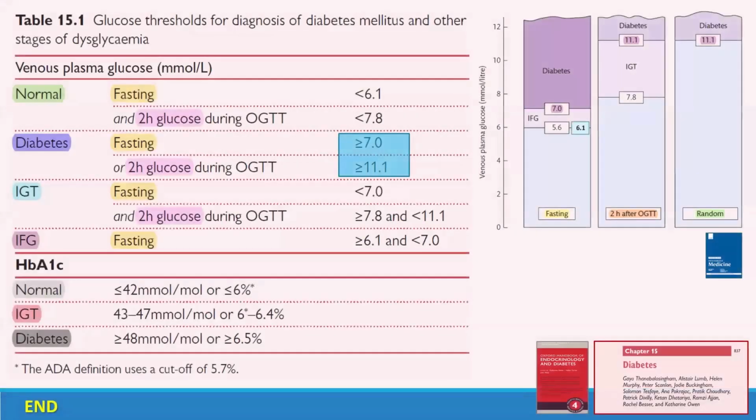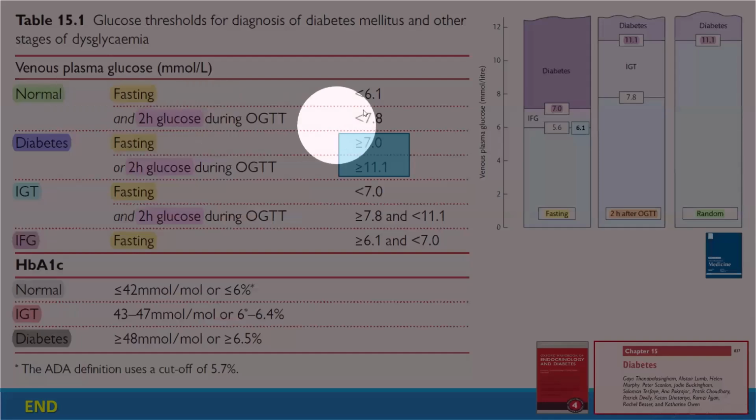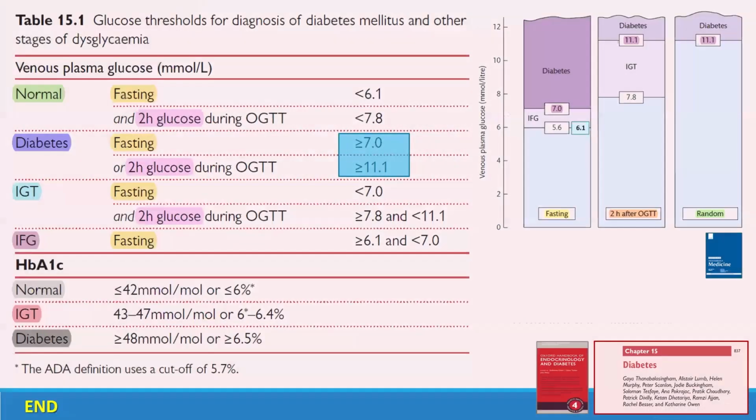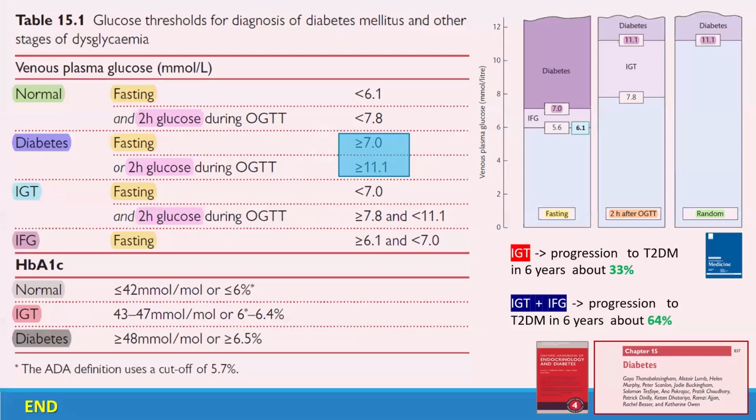So don't forget that again. In normal, fasting plasma glucose is less than 6.1. The American Diabetes Association has a different cutoff point. In normal, 2 hour post-oral glucose tolerance test is less than 7.8. In diagnosis of diabetes, fasting is more than 7, and 2 hour is more than 11.1. In between is impaired fasting and impaired glucose tolerance. And also hemoglobin A1C is used as a diagnostic criterion for differentiation between diabetic, pre-diabetic and normal.